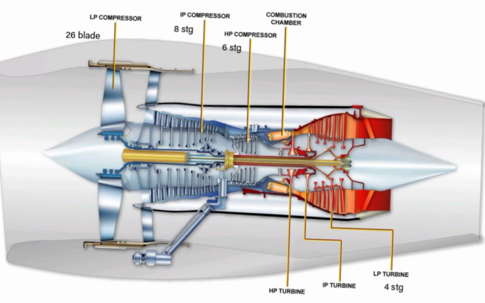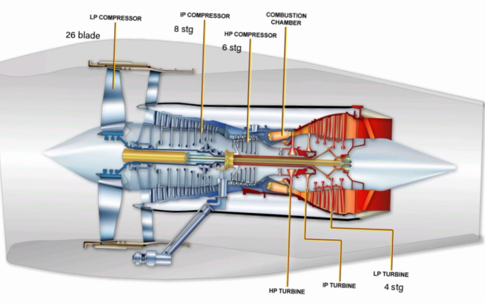The three rotating assemblies include: 1. The LP compressor fan connected by a shaft to the LP turbine. 2. The IP compressor connected by a shaft to the IP turbine. 3. The HP compressor connected by a shaft to the HP turbine.